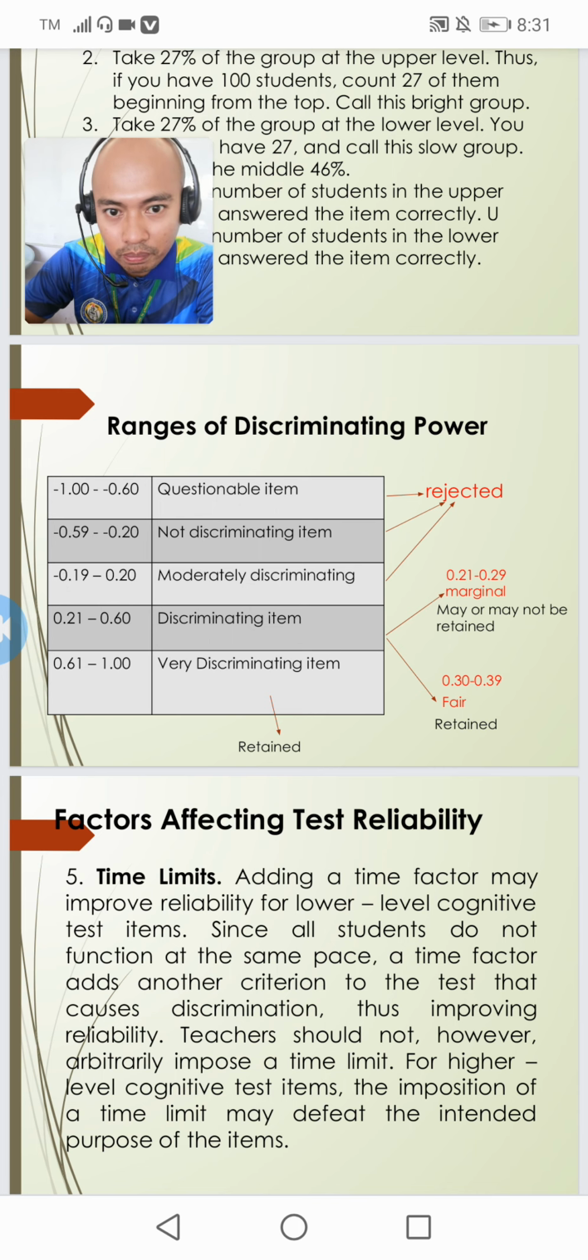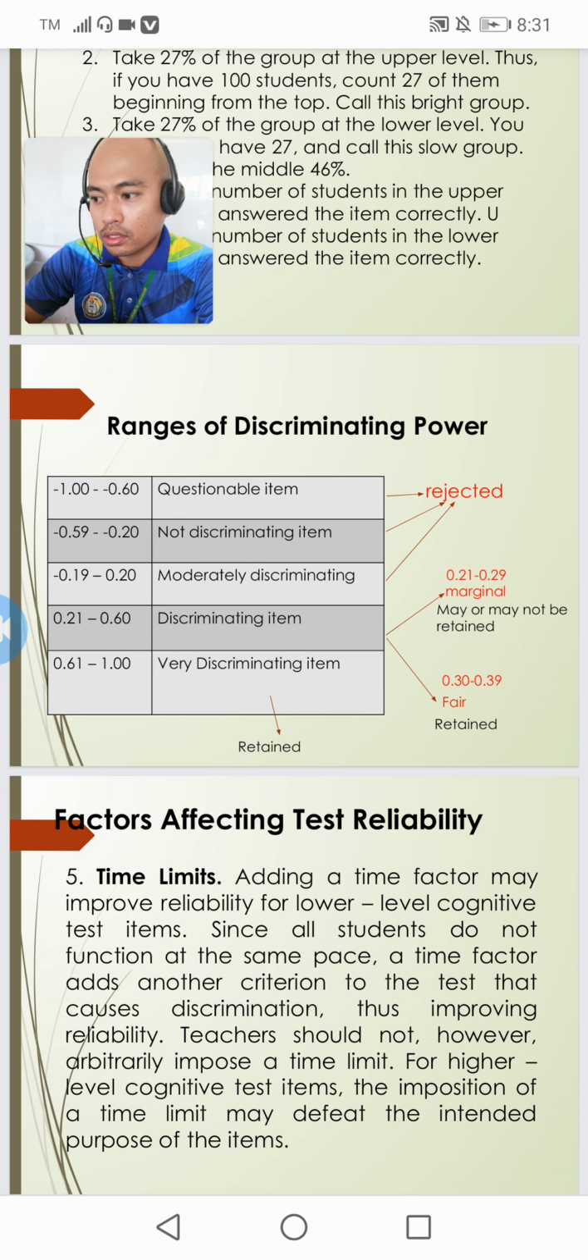Pero meron tayo naka-emphasize dito na from 0.30 to 0.39, okay? From 0.30 to 0.39, that will be considered as a fair discriminating item. So we can automatically retain that item if it will fall from 0.30 to 0.39. Saka ka lang magre-rating siguro kapag nasa marginal level na yung kanyang discriminating index, which falls from 0.21 to 0.29.